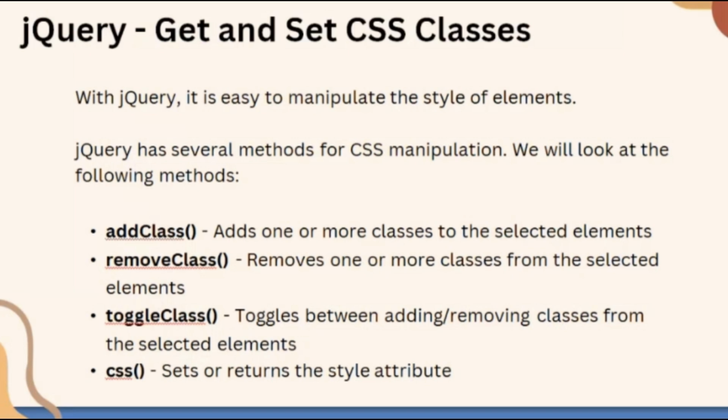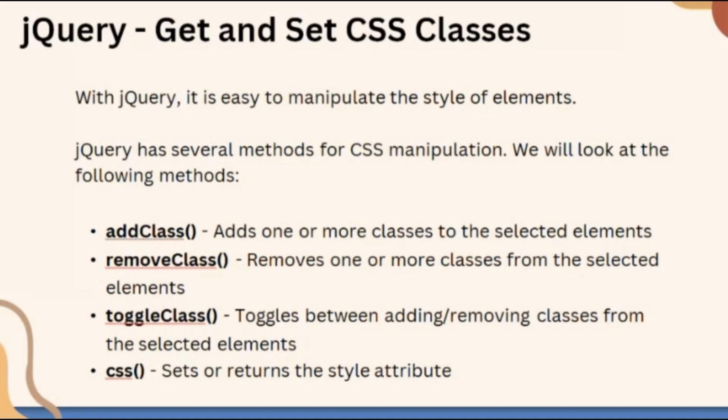The toggleClass method always works between the addClass method and the removeClass method. If you click on toggle, it will first add a class. Then if you click on this toggle class again, it will remove the class. So we'll see how it is working practically. And the last one is the CSS method, how we can use the CSS method to apply some specific CSS properties and CSS values to an HTML element. Got it? Now we'll look into this practically.